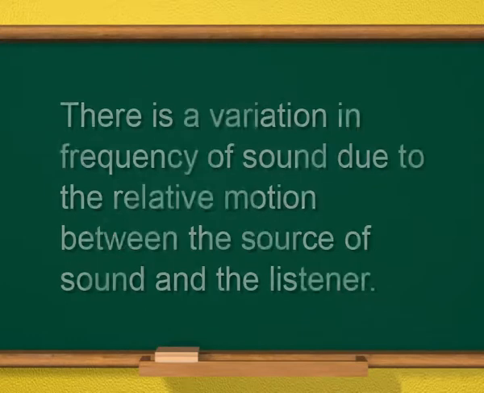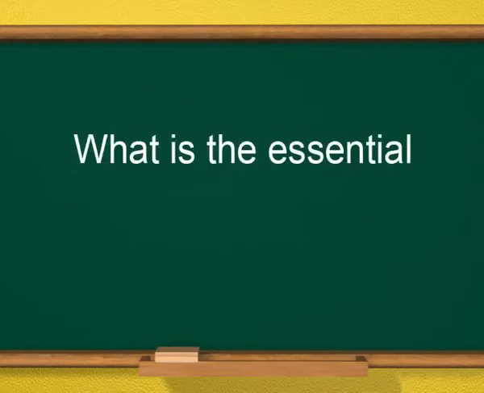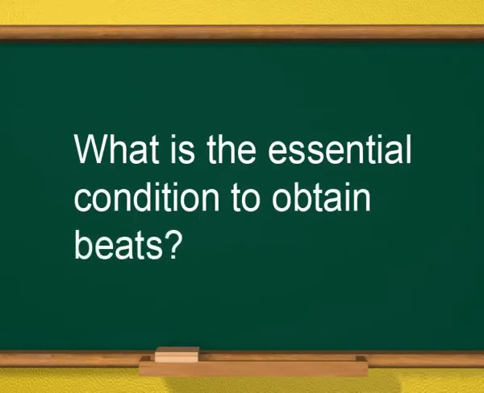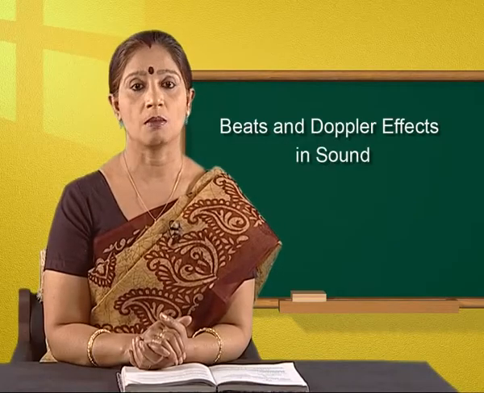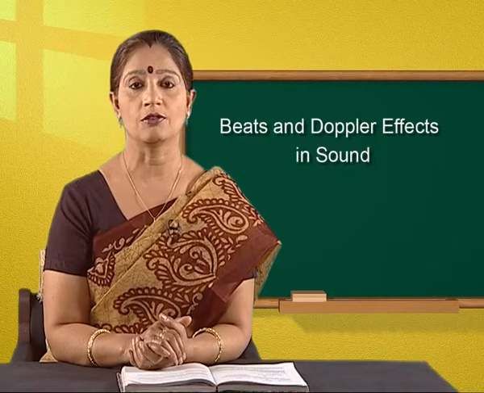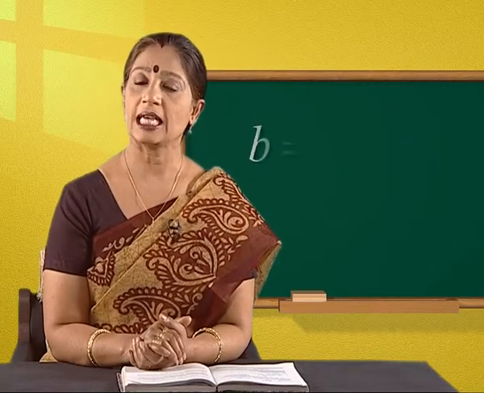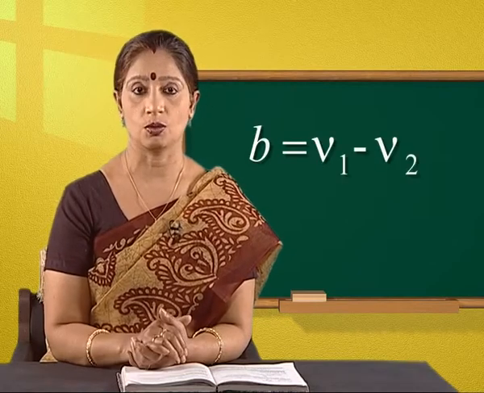The next question is, what is the essential condition to obtain beats? The answer is, different sources of sound must have nearly equal frequencies. The beat frequency B is equal to nu1 minus nu2.